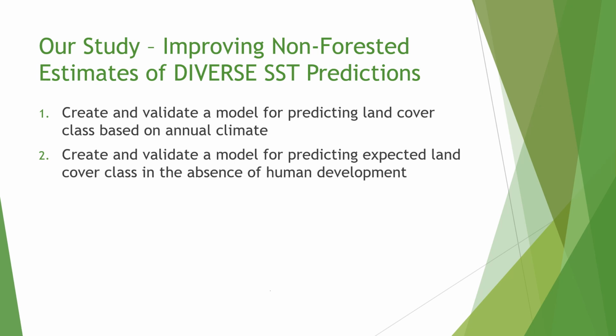In order to improve non-forested estimates in our diverse SST predictions, we are going to create and validate a model for predicting land cover class based on annual climate, and then create and validate a model for predicting expected land cover class in the absence of human development. So in essence, we want to reclassify cropland and urban as what it would have been if it was never developed.